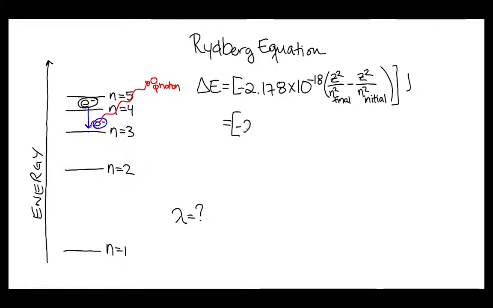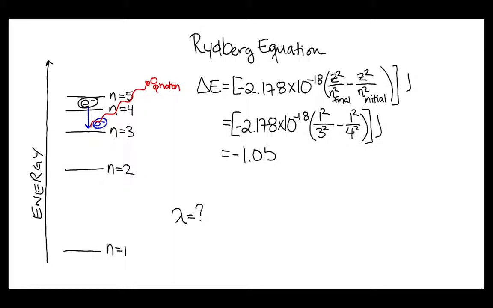So if we plug in all of our different values, for z we will have a value of 1, for n final we will have 3, for n initial we will have 4, and if we calculate all of that up now, what we get is negative 1.059 times 10 to the negative 19 joules. And that's the energy of that photon emitted.